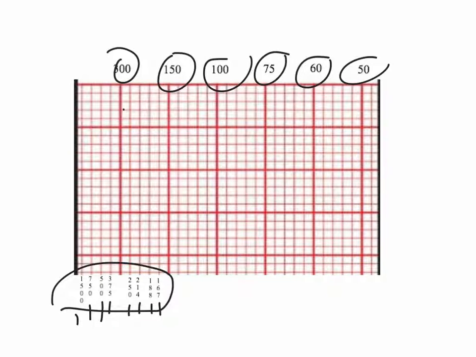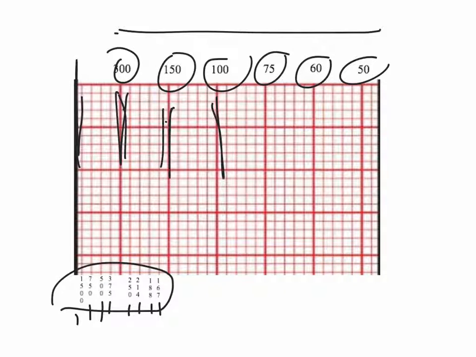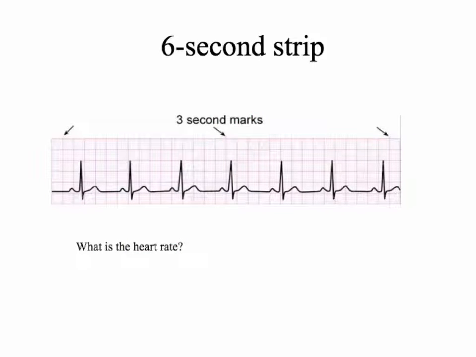So in between 6 big boxes, you can basically memorize this and know what the heart rate is, or you can divide 300 by the number of big boxes. So if we started here, there's 1 big box, 2 big boxes, 3 big boxes. 300 divided by 3 is 100. There is an easier way.